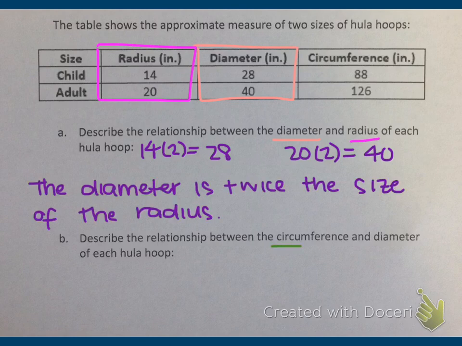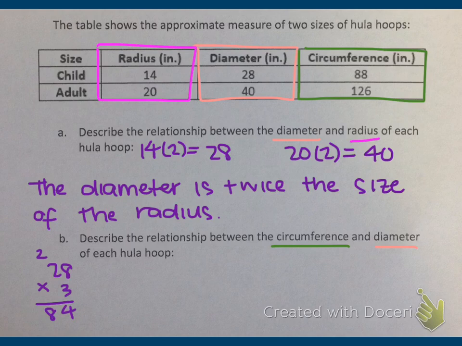Describe the relationship between the circumference and the diameter of each hula hoop. Let's take a look at the diameter of the child hula hoop. It is 28 inches and the circumference is 88 inches. Now I know that's more than 2 times 28. Let's see if it's close to 3 times 28. It's very close. If we did 3 times 28, we would get 84, which is very, very close to the circumference. If I multiplied by 4, I would go over, so we're just going to stop there.